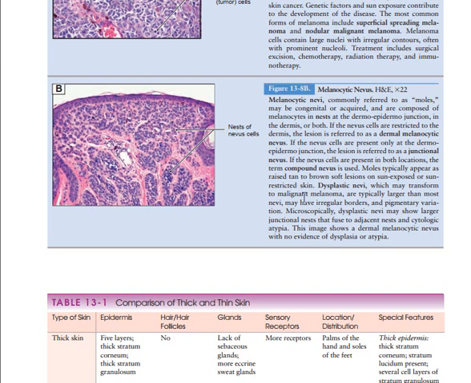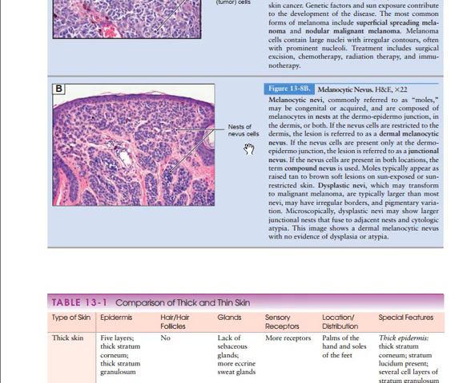Now dysplastic nevus is the one that can easily transform to a malignant melanoma. They are typically larger than most nevi. So when you have a large point de beauté, a large nevus, it is a pre-malignant lesion, typically larger than most nevi, and may have irregular borders and pigmentary variation. The microscopic representation of dysplastic nevus may show larger junctional nests.